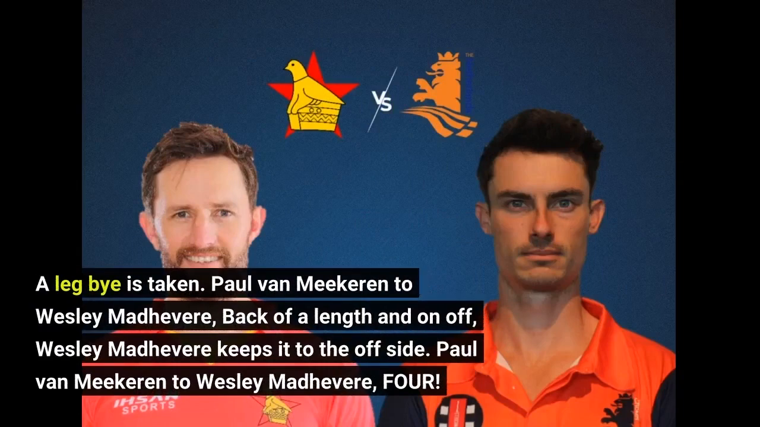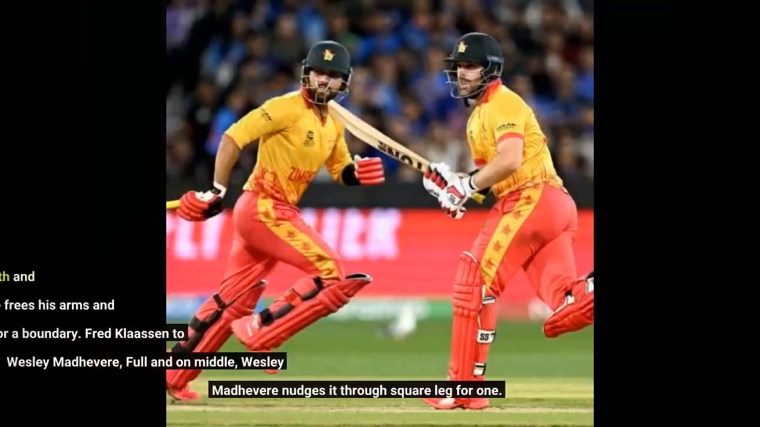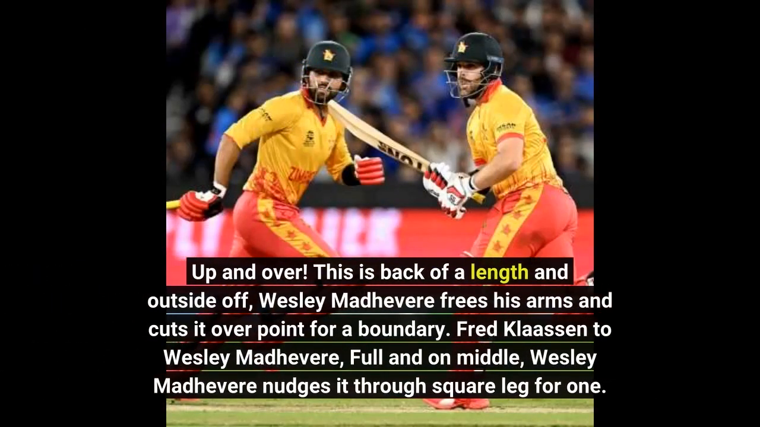Paul van Meekeren to Wesley Madhavier, back of a length and on off. Wesley Madhavier keeps it to the offside. Paul van Meekeren to Wesley Madhavier, 4. Up and over. This is back of a length and outside off. Wesley Madhavier frees his arms and cuts it over point for a boundary.